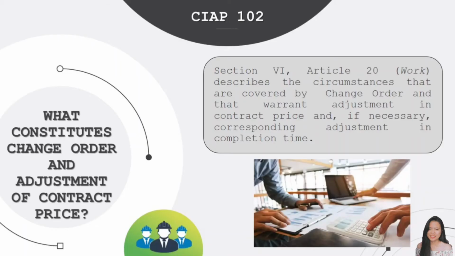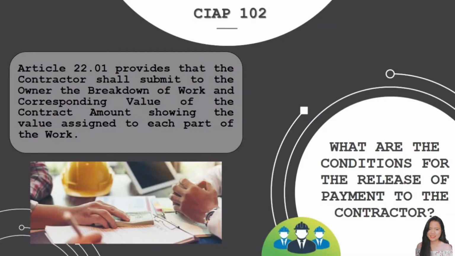What constitutes change order and adjustment of contract price? Section 6, Article 20 describes the circumstances that are covered by a change order and that warrant adjustment in contract price and, if necessary, corresponding adjustments in completion time. What are the conditions for the release of payments to the contractor? Article 22.01 provides that the contractor shall submit to the owner the breakdown of work and corresponding value of the contract amount, showing the value assigned to each part of the work.